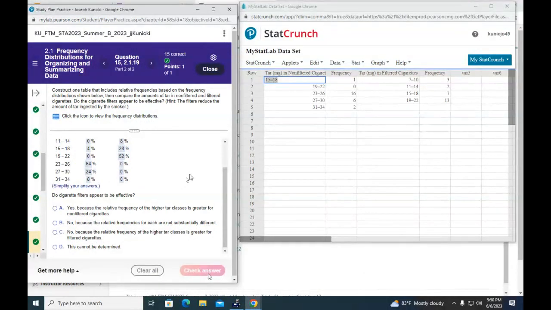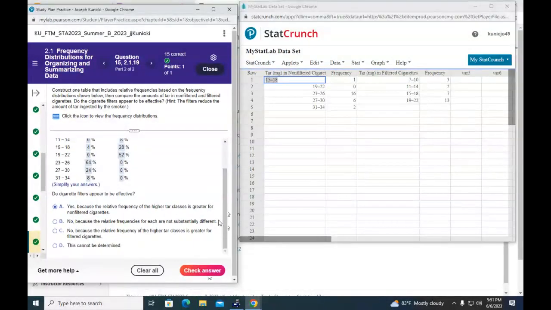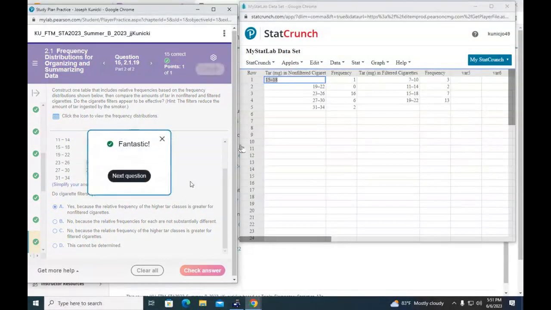All right. So the question is, do cigarette filters appear to be effective based on what you see here? This is tar. This is the amount of tar in the cigarette. So this is less tar with the filtered cigarettes. This is more tar with the non-filtered, right? Can you see that? Non-filtered have more tar, filtered have less tar. So yes, it appears the relative frequency of the higher tar classes is greater for non-filtered cigarettes. Right? Make sense?